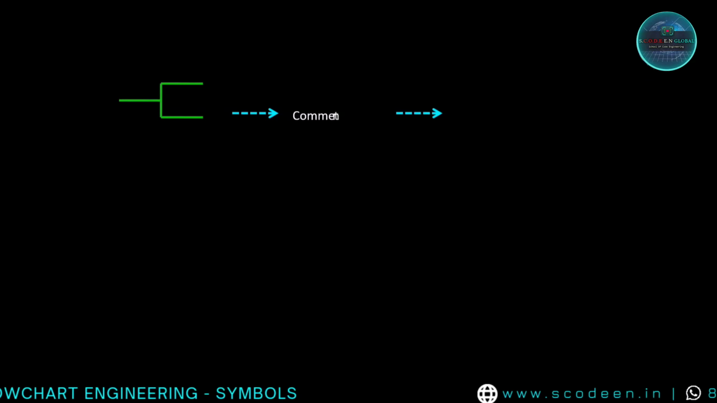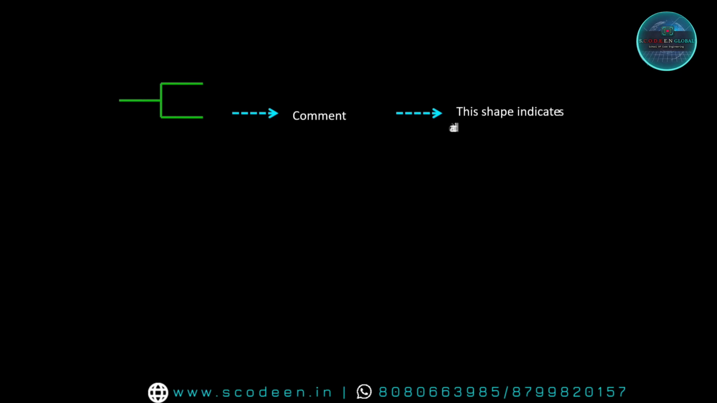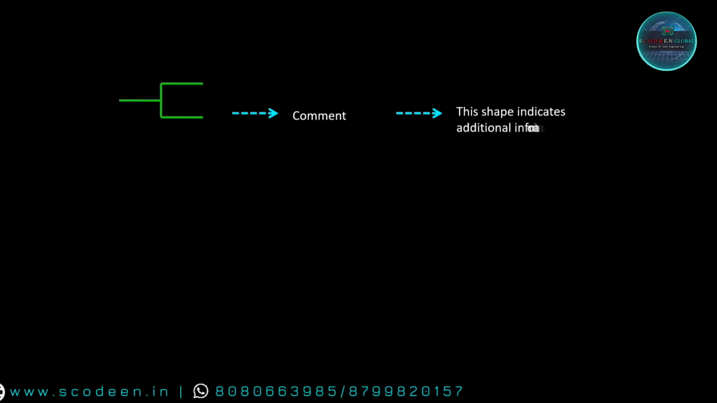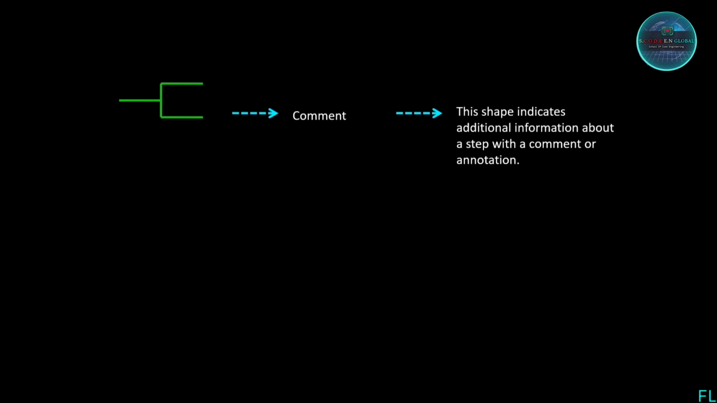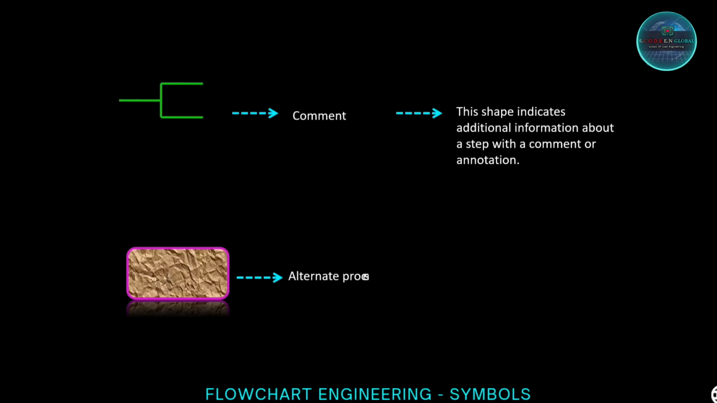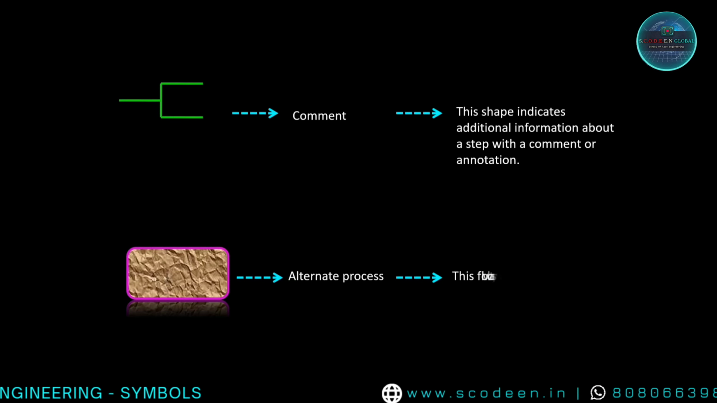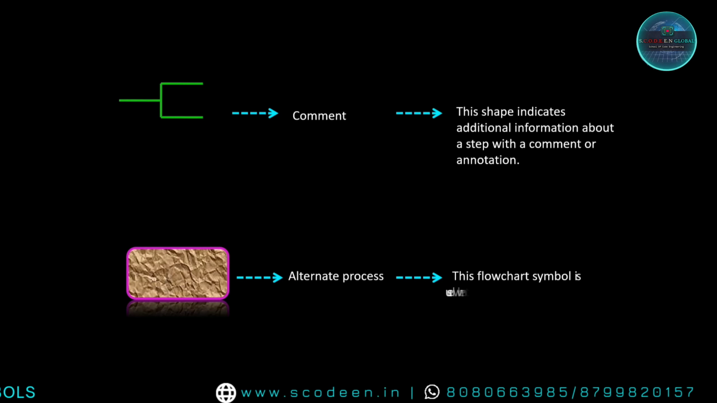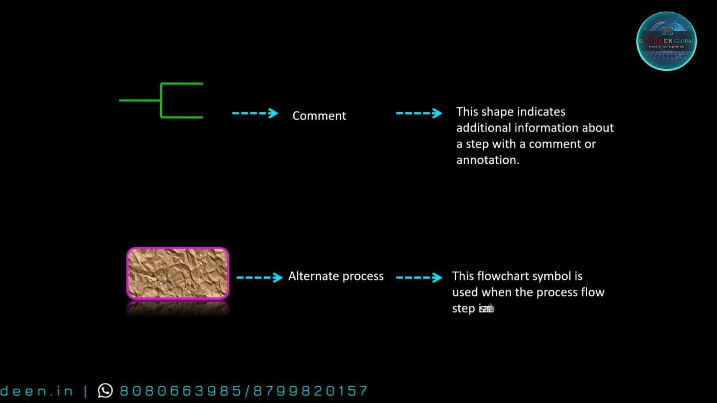This shape represents additional information about a step with a comment or annotations. This shape represents the alternative process, I mean what the alternative workflow is for this event.